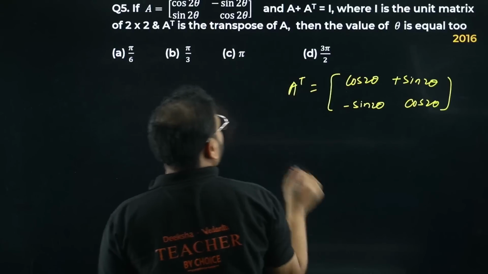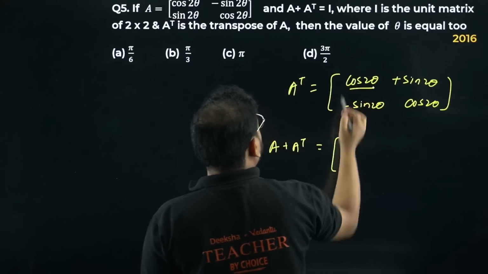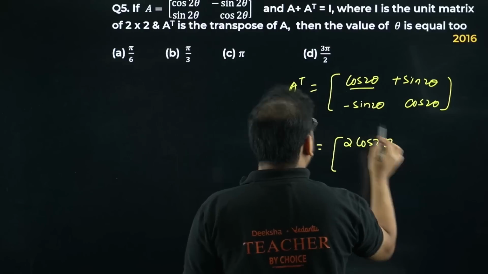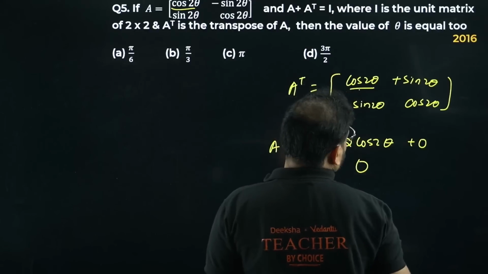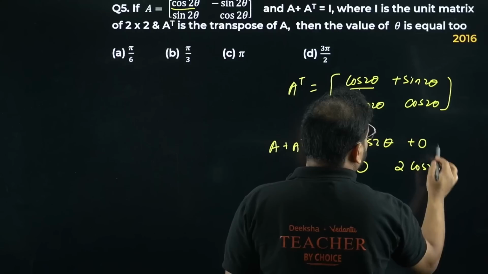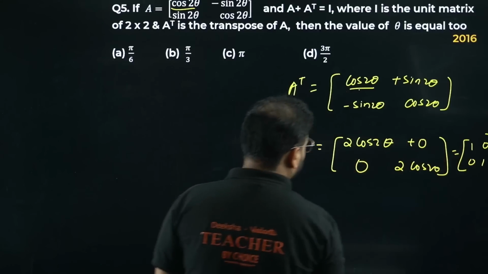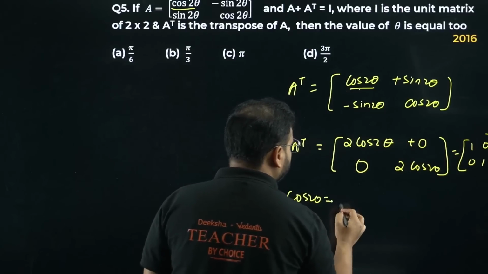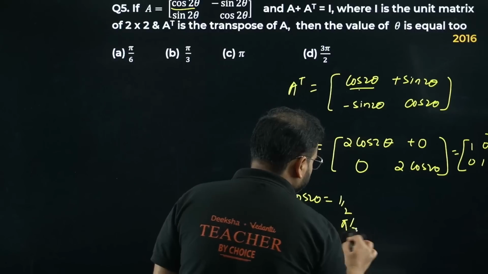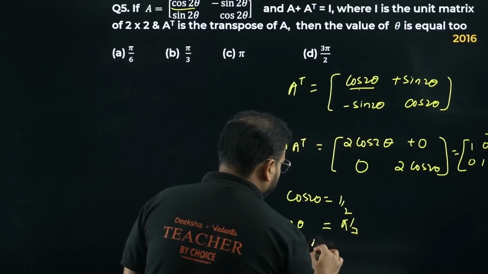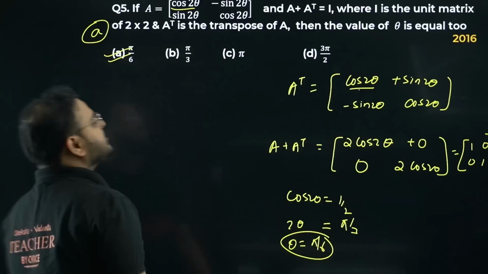I'm going to add this to this. Please check, A plus A transpose: I have 2 cos 2 theta, this plus this will of course become 0, 0, and again 2 cos 2 theta. They've given this equal to the identity matrix, so 1 0 0 1. It means this has to be equal to 1, so I get cos 2 theta equals 1 by 2, which means 2 theta equals pi by 3, so theta equals pi by 6. That's simple. Option A is correct.